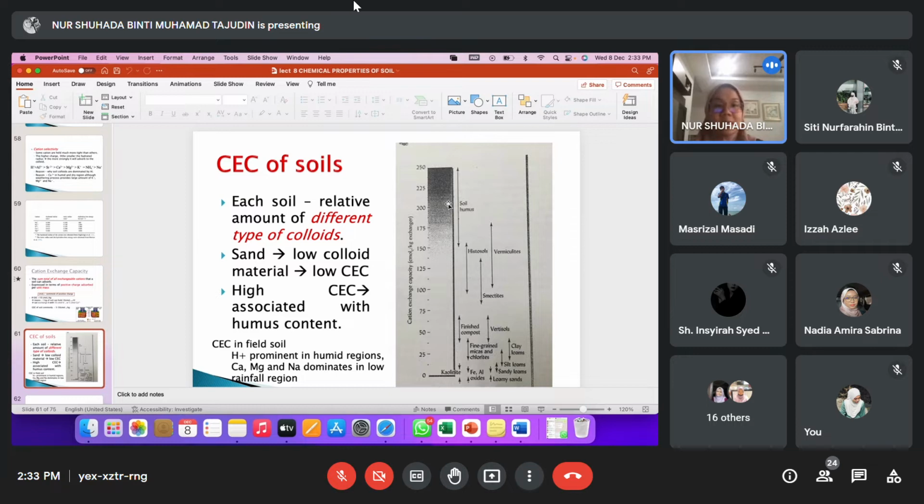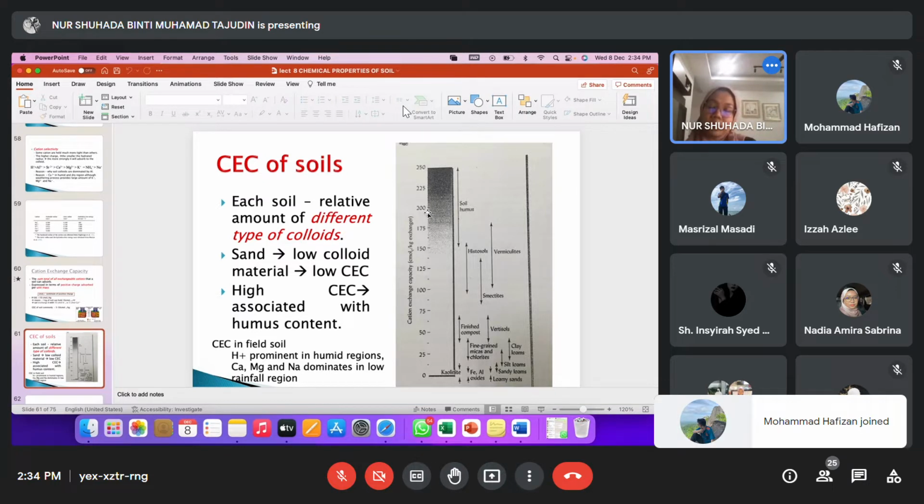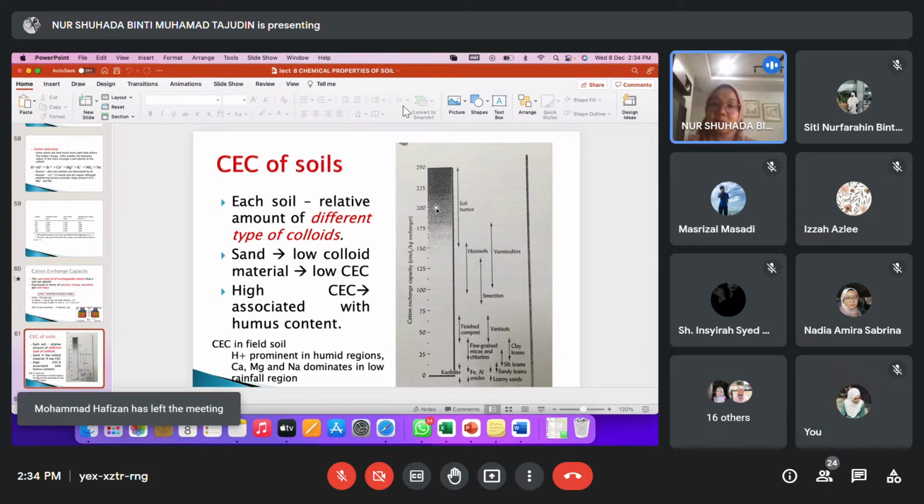mol C per kg has around 200. Sebab tu organic matter has a higher CEC. Sebab memang karakteristik dia memang macam tu. It has a lot of CEC. That's why you amend dia dengan soil so that it give a good CEC to the soil.